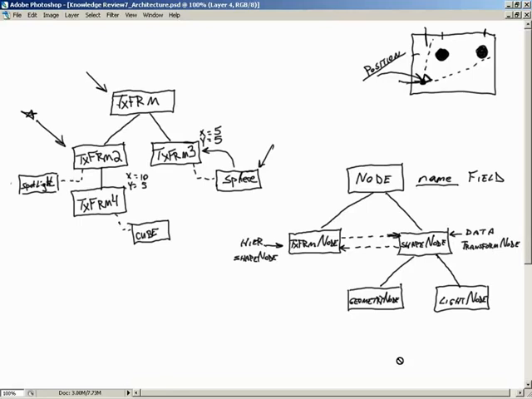So with that, Logan, is there anything else you want to add to this video before we wrap up? Nothing I can think of. Okay, so with that, that is going to conclude this video, which is a look at the node architecture. Thanks a lot.